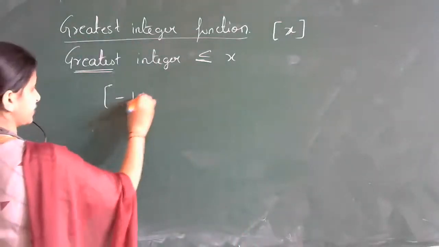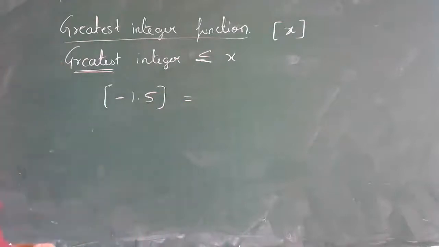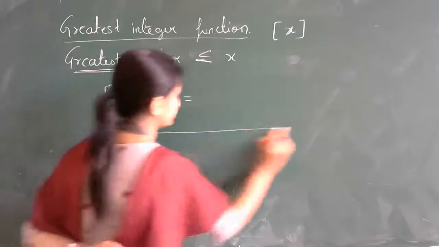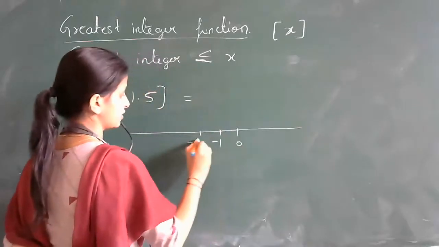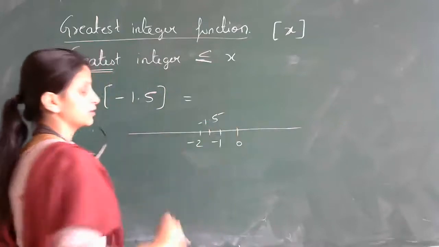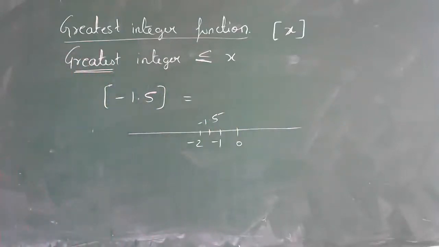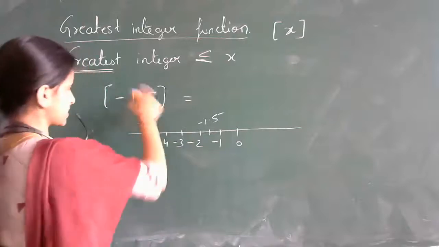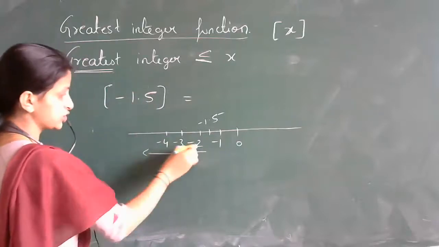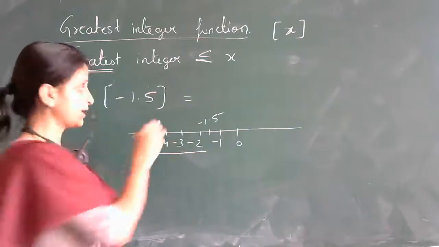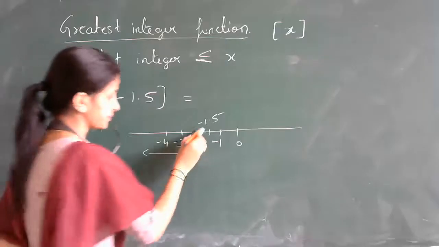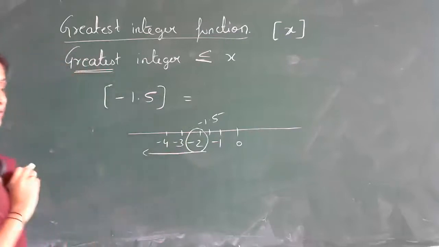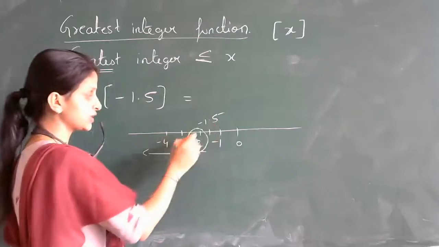what is the greatest integer function of minus 1.5? 0, minus 1, minus 2, minus 1.5. What I told you: the greatest integer less than this. These integers, minus 2, minus 3, minus 4, are all less than minus 1.5. But which one is greater? So the answer for the greatest integer of minus 1.5 is minus 2.